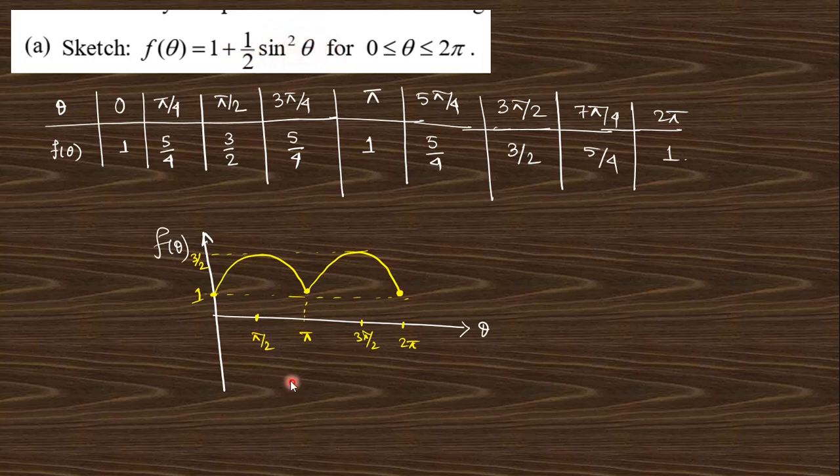So this graph will be like that. This is the origin, and because of sine square, the negative sign will be uplifted to the upper side. This is the graph. If you cannot understand how this is plotted, again just put in some values from 0 to 2 pi, and you can easily plot this curve. Okay, go to the next question.